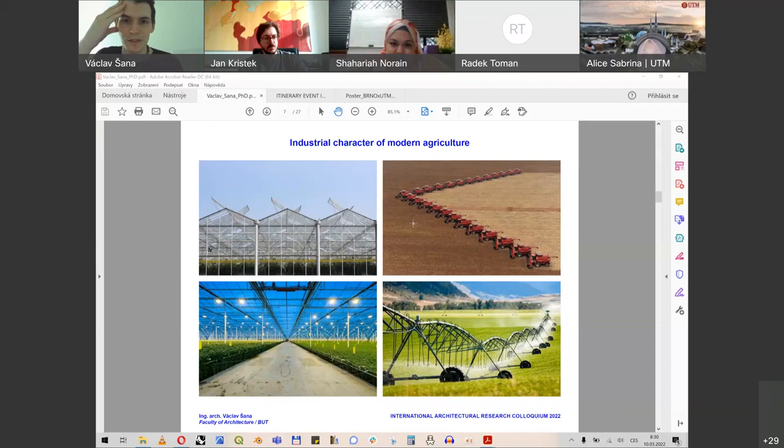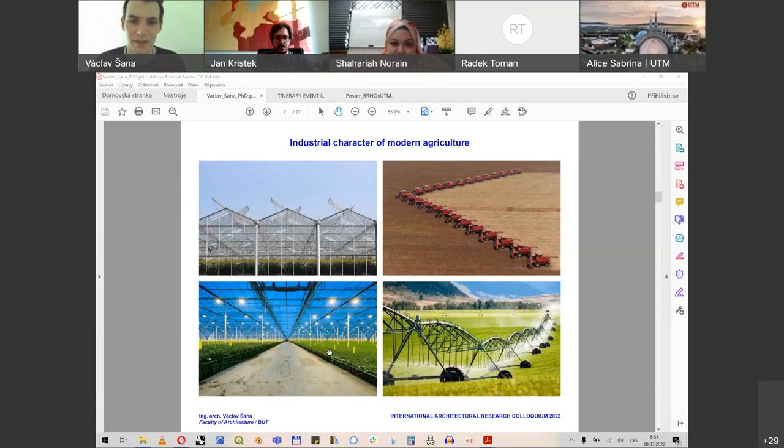So, well, I already said that in the 21st century, agriculture has an industrial character. We can see the industrial character of harvesting here, and I think it's in Texas. Here it is in the Netherlands, the greenhouses. Maybe you already know that the Netherlands is a superpower in agriculture, and it's mainly because of technology and their agriculture management.